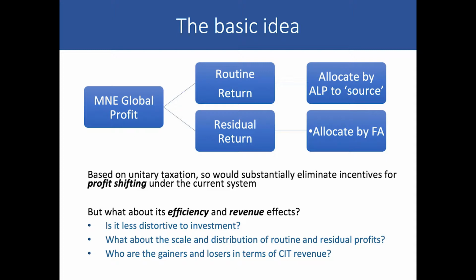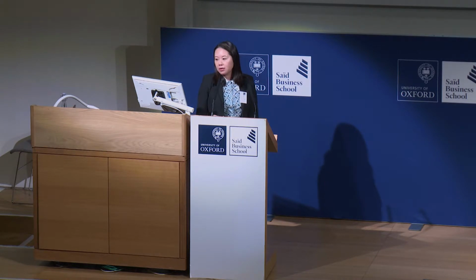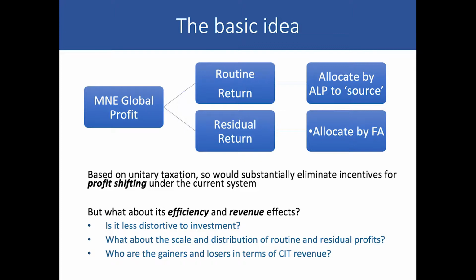So basically, if you think about the approach of allocating profit, RPA is based on unitary taxation, i.e. it takes the profit of the multinational group as a whole. So theoretically or conceptually, it substantially eliminates many of the incentives for profit shifting under the current system. So we would say that, as you also heard from John, it's going to eliminate many of the tax avoidance opportunities. But what about its efficiency and revenue impact? i.e., is it more or less distortive to investment comparing to the current system? And how much are we really talking about, say, the scale of routine and residual on a worldwide basis? And I think from the countries' perspective, they are also quite concerned about the revenue implication of an RPA. So, who are the gainers and losers in terms of getting more revenue under the RPA system? So that's the set of questions we try to answer or explore, so to speak.